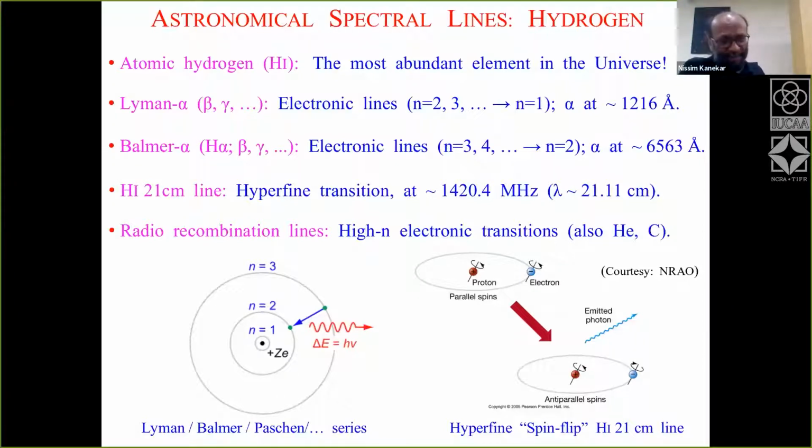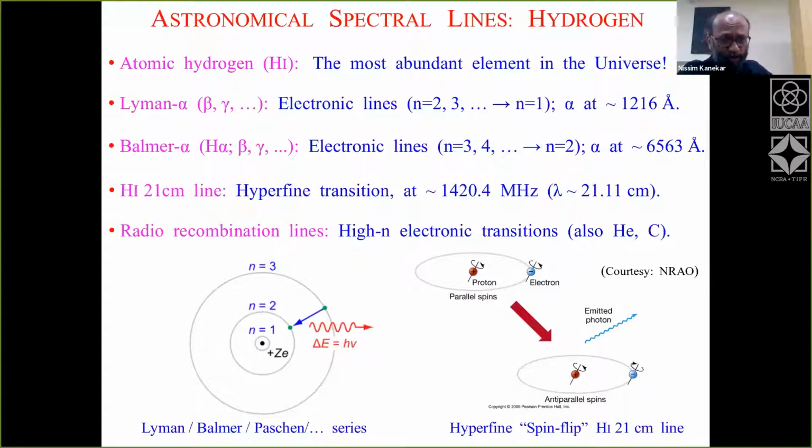And the basic lines are, for example, Lyman alpha, Lyman beta, Lyman gamma, which basically are electronic lines where you have transitions to the ground principal quantum number of 1, the ground state, from n equal to 2, 3, 4, 5, and so on. And Lyman alpha is at about 1215.71 angstroms. So these are deep in the ultraviolet. And you have a series of lines, which is called the Lyman series.